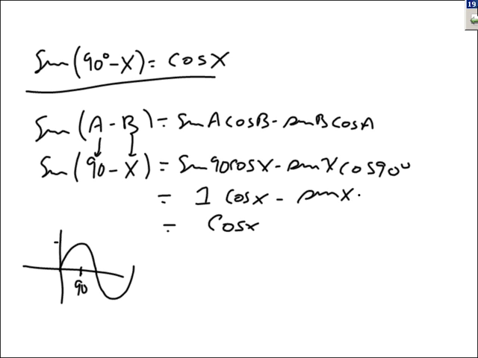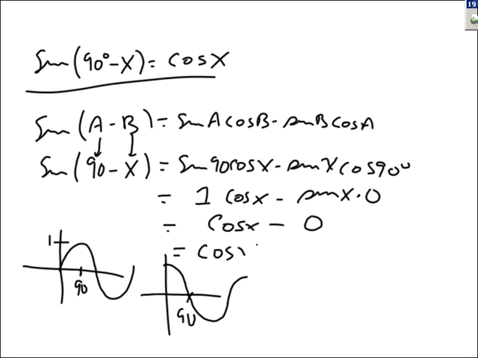Well, you should start realizing when sine is 1 or negative 1, cosine is 0. And where cosine is 1 or negative 1, sine is 0. Where one of them is 1 or negative 1, the other one is 0. Where one of them is 0, the other one is 1 or negative 1. The cosine of 90 degrees is 0. And sine x times 0 is 0. So we're taking away 0, and that gives us cosine x. The sine of 90 minus x is cosine of x.